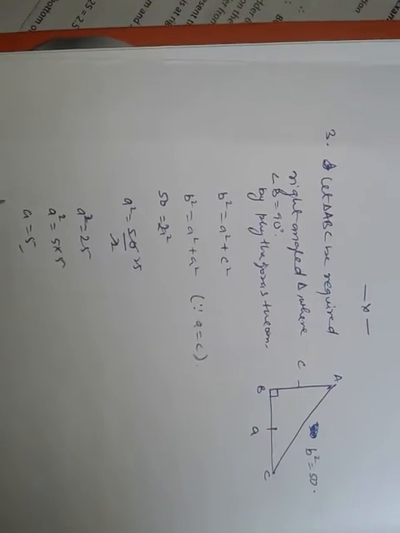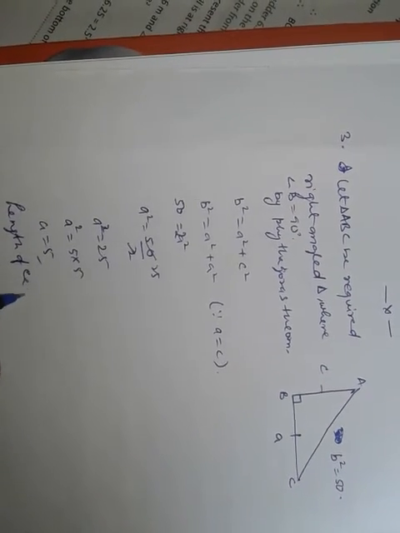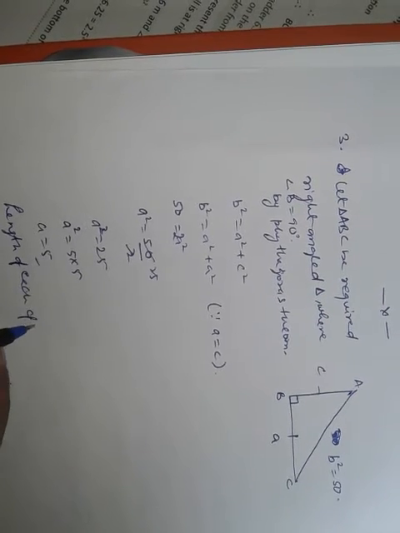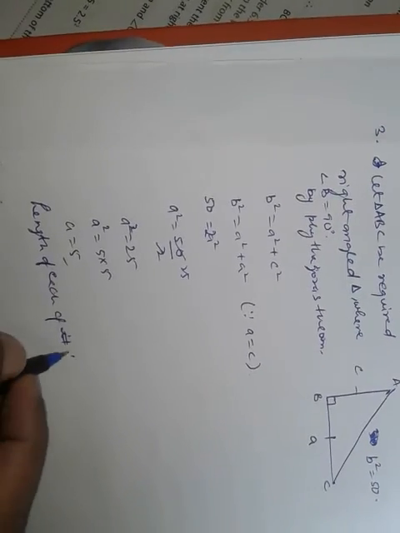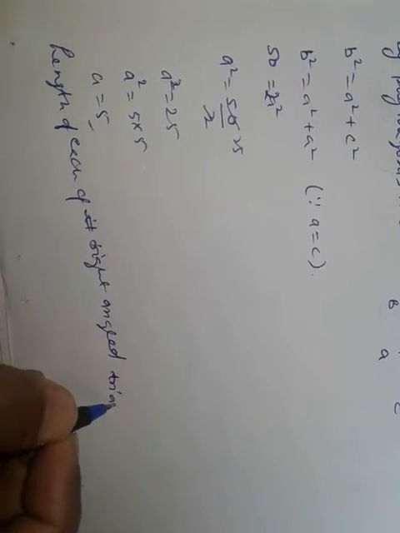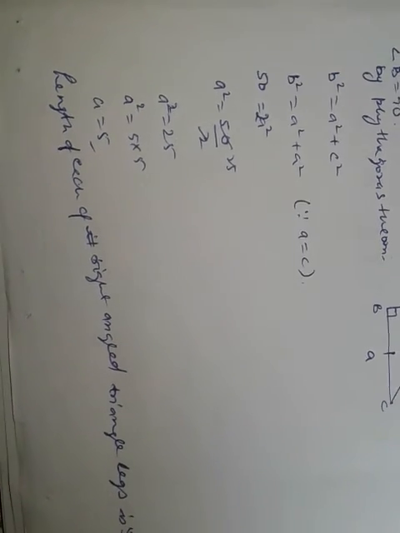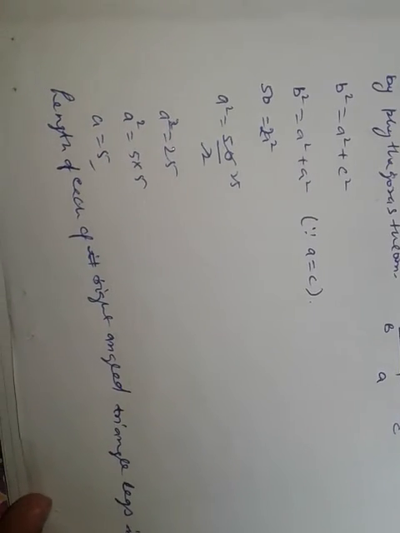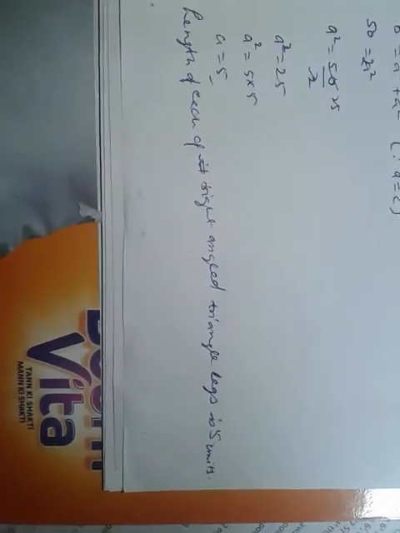So you can write that the length of each leg of the right angle triangle is 5. What 5? 5 units. Length is always in units. So like this you have to solve this question.